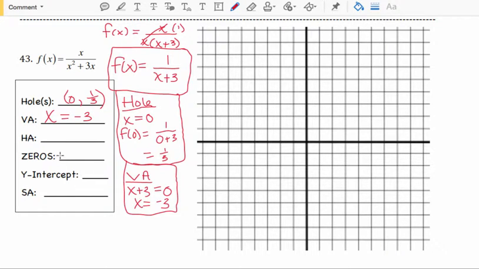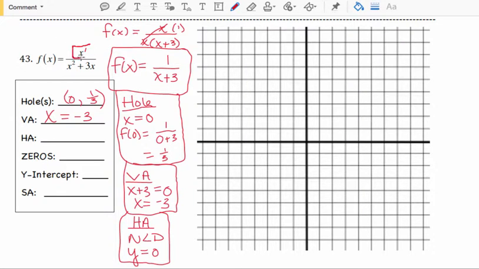Now we're going to find a horizontal asymptote, and a horizontal asymptote compares the degree of your numerator with the degree of the denominator. The degree of the numerator is a degree of 1. The degree of the denominator is a degree of 2. The numerator's degree is less than the denominator's degree, and every single time your numerator's degree is less than the denominator's degree, you have a horizontal asymptote at y equals 0, which is also the x-axis.